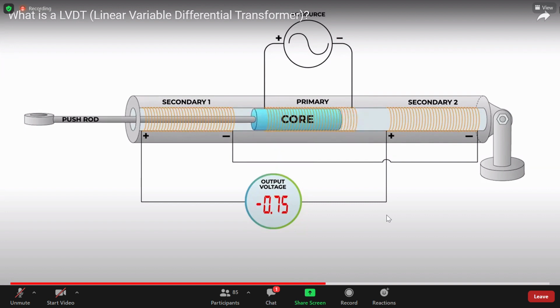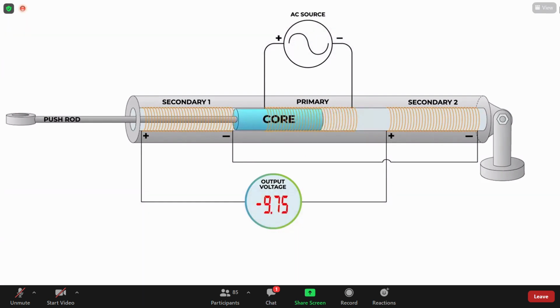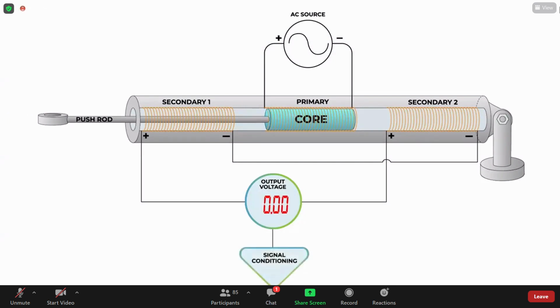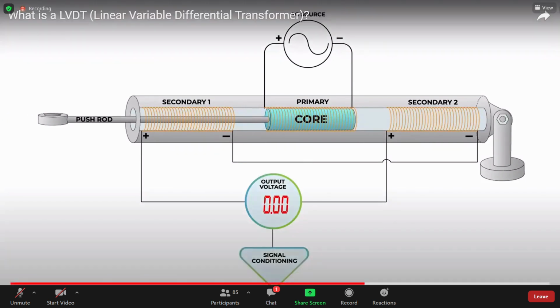The phase of the voltage is determined by the direction of the core's displacement, while the amplitude is determined more or less linearly by the magnitude of the core's movement from the center. Signal conditioning is required. Then observe the video once again.